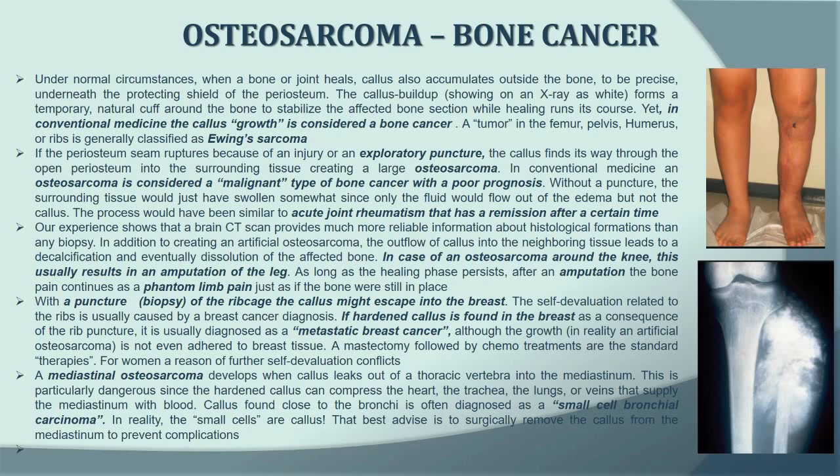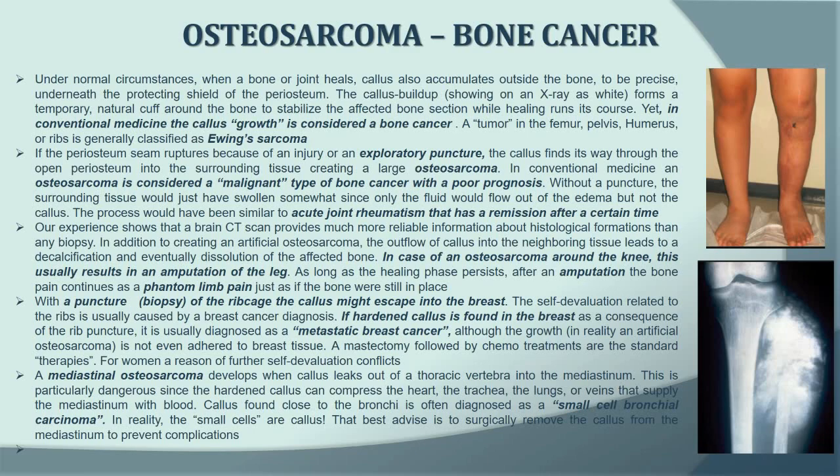In case of an osteosarcoma around the knee, this usually results in an amputation of the leg, and as long as the healing phase persists after an amputation, the bone pain continues as a so-called phantom limb pain, just as if the bone were still in place. With a puncture, a biopsy of the rib cage, the callus might escape into the breast, and a self-devaluation conflict related to the ribs is usually caused by a breast cancer diagnosis.